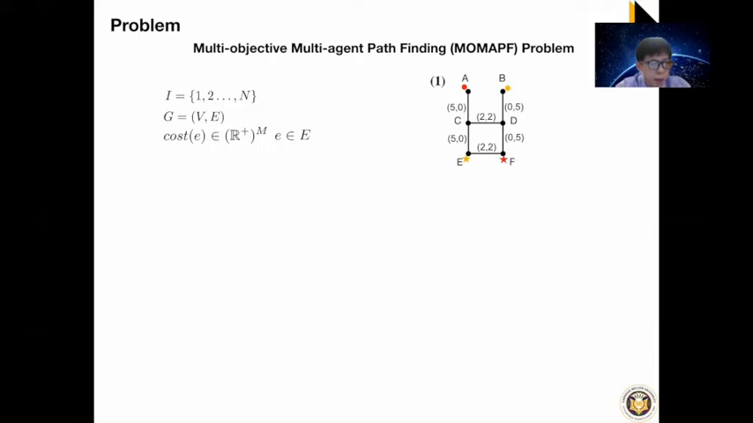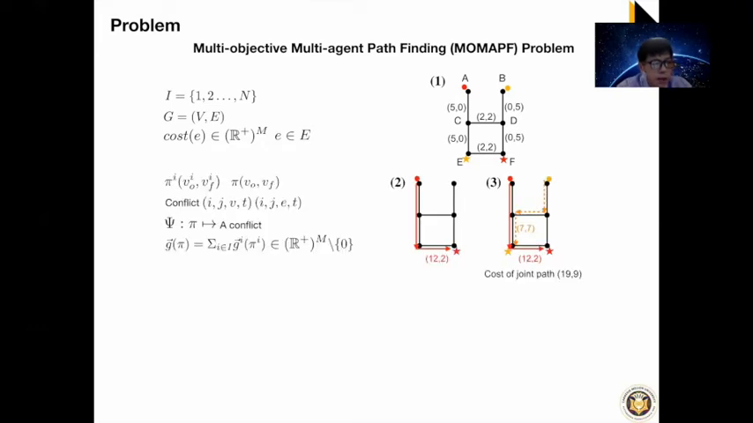So in this problem, we have a set of agents represented by an index set I, ranging from 1 to n. All agents move in a workspace represented as a graph. For each edge in the graph, a non-negative cost vector of length m is associated. For example, on the right, every edge in this graph is associated with a cost vector of length 2. Each component in the cost vector corresponds to an objective to be minimized.